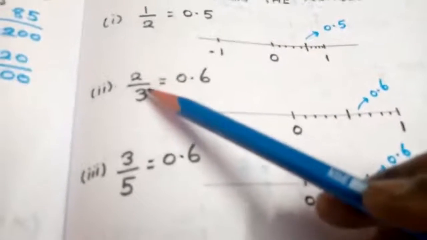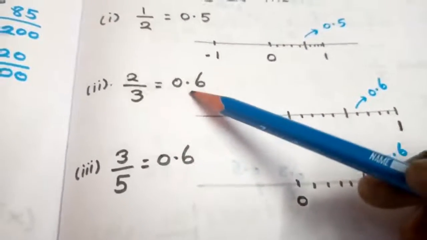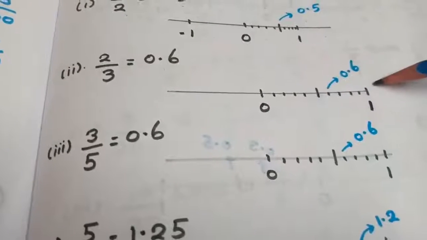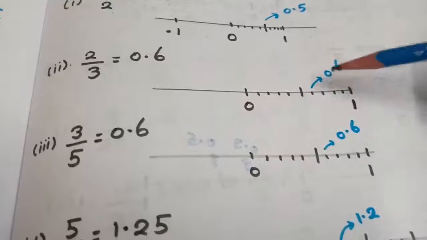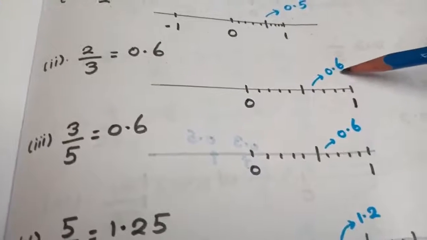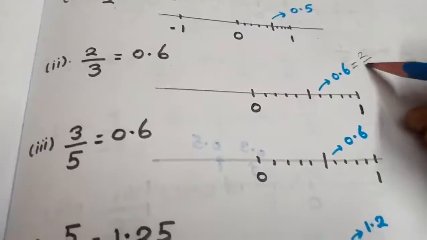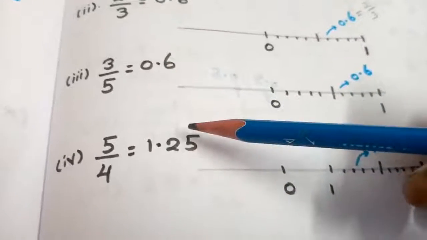Similarly, coming to question number 2, 2 by 3, which is about 0.6. In the same way you are going to mark the number line, students. You are going to draw the number line and mark exactly 0.6. You can write it as 0.6 or as 2 by 3. Same way you are going to do the remaining sums.